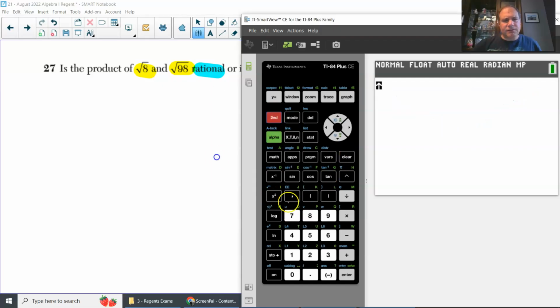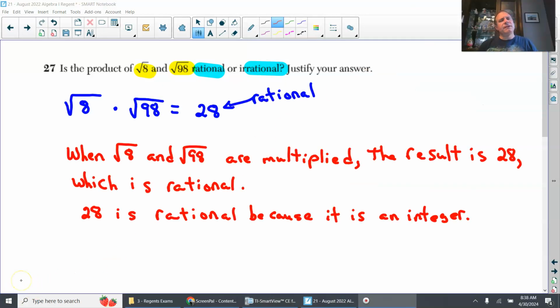And I'm going to press second function, square root, 8. Make sure you press to the right. And second function, square root again, 98. That's all you really have to do. You just put it into the calculator and you will get 28. And then I put when square root of 8 and square root of 98 are multiplied, the result is 28, which is rational. 28 is rational because it is an integer. That's it. Done. End of story. You don't have to do anything else.